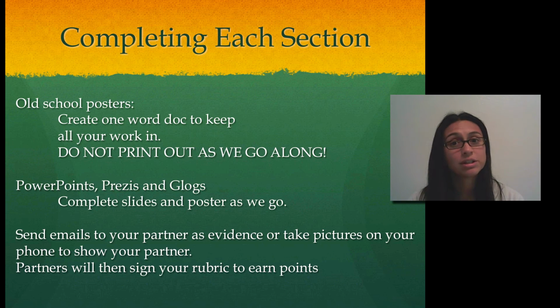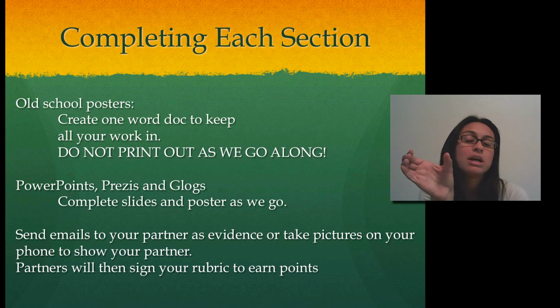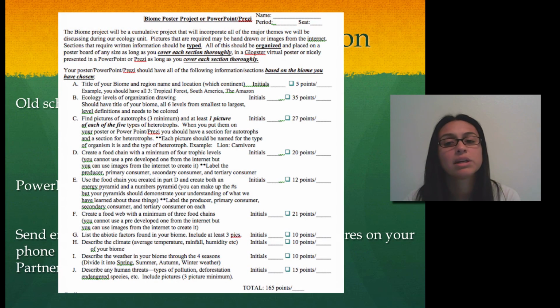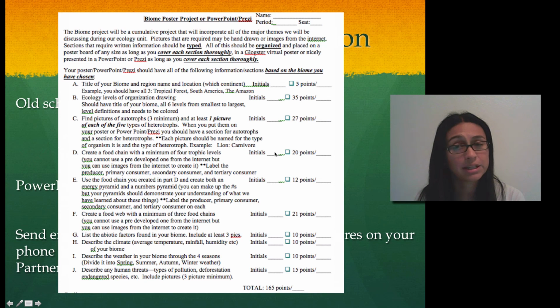Or as you do stuff, you could take pictures of your computer that show the work is done. And then you just come in, show your partner your phone, and they could check you off that way. So on your rubric, don't lose your rubric, there's a place right here where there are initials. This is where your partner will be signing off that yes, you are completing the sections as we go along, and making sure you get full points.